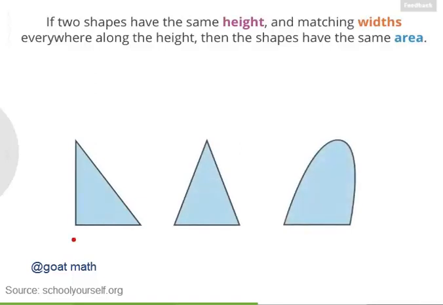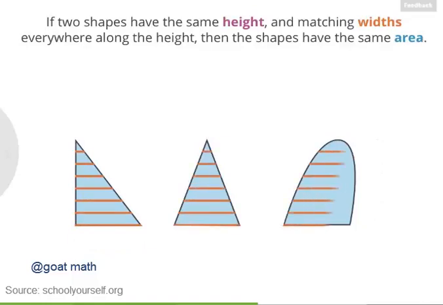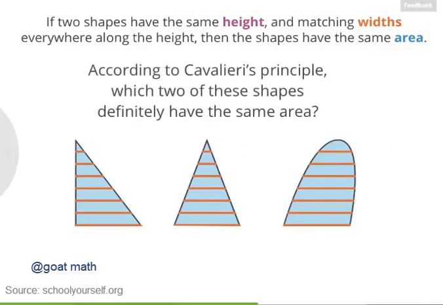Here are three shapes, and they all have the same base and the same height. Let's also draw in widths at various places along the height for all three shapes. Now remember, if two shapes have the same height and matching widths everywhere along the height, then they must have the same area. So which two shapes here definitely have the same area?